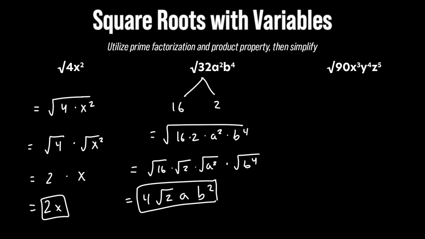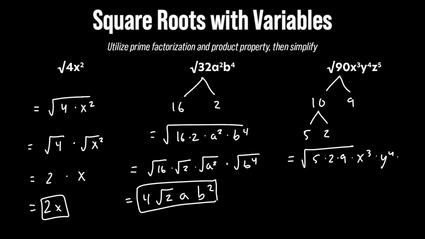And finally, we have square root of 90 x to the 3rd, y to the 4th, and z to the 5th. What can we break up 90 into? Well, we can break it up into 10 and 9. 9 has a square, 10 does not, but 10 can be broken up into 5 and 2. So we're going to have the square root of 5 times 2 times 9, and then times x to the 3rd, y to the 4th, and z to the 5th.